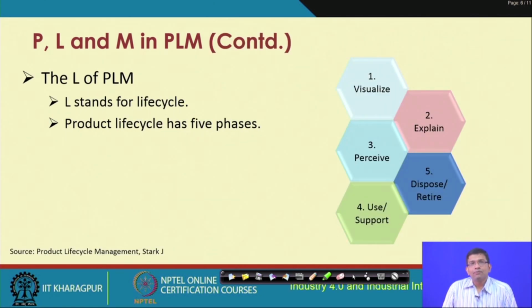The L of product lifecycle management stands for life cycle. L stands for life cycle, and there are 5 different phases in the life cycle of PLM. One is basically visualization. Visualize, explain, perceive, use and then dispose. So, visualize means ideation. Ideation, explaining the idea, perceiving the idea, realizing the idea, supporting the system, the product that is built, and then disposing or retiring the product that is built. So, these are the 5 different phases in the product life cycle of any product.